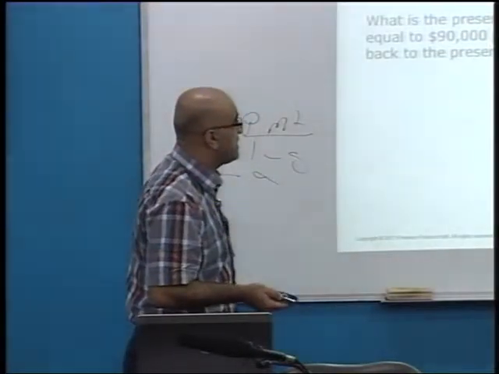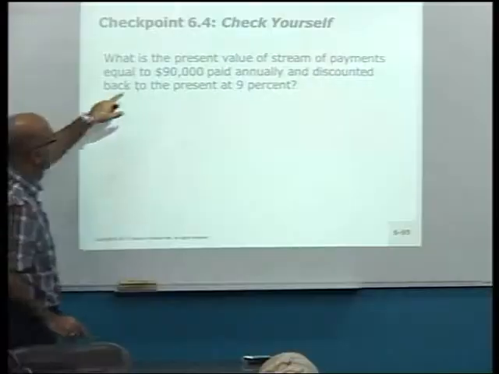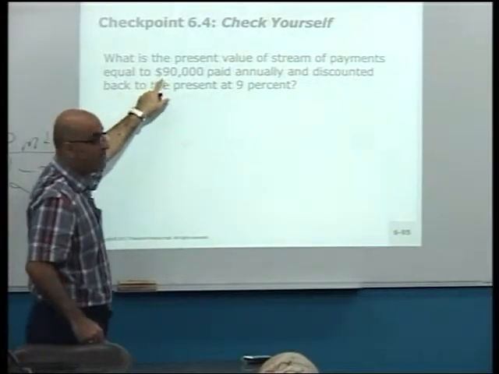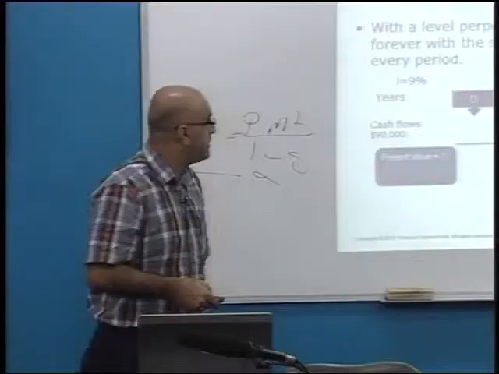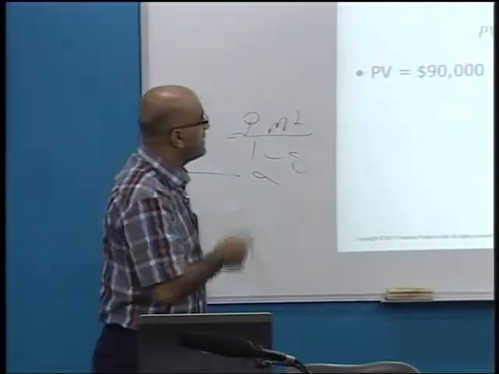And this is the same. What is the present value of a stream of payments equal to 90,000 paid annually? So 90,000 divided by 9%. Okay, so this is the same.